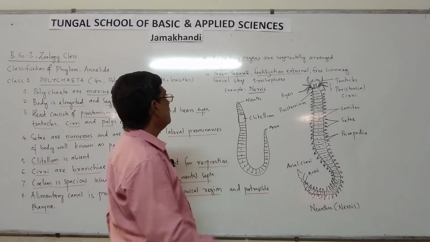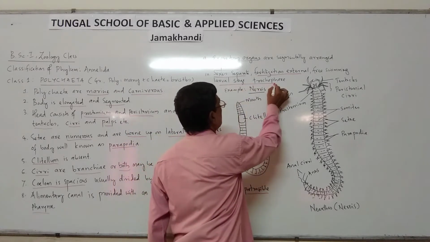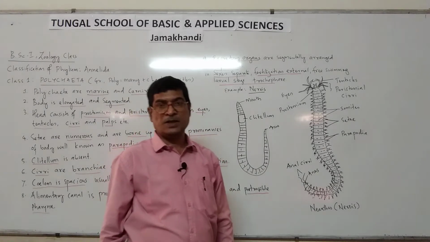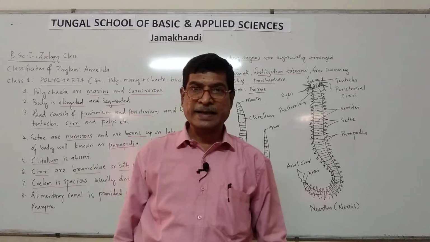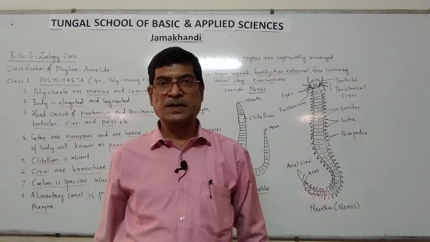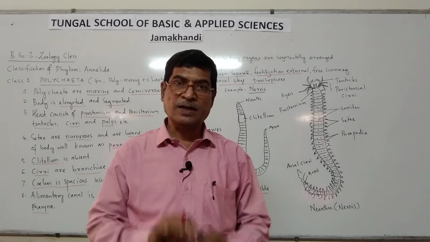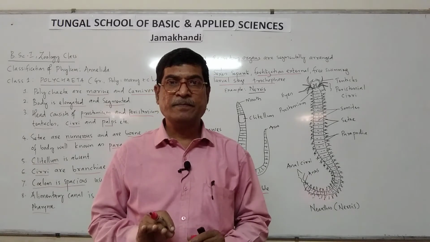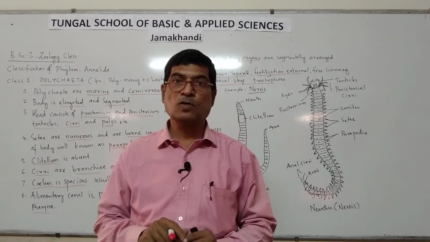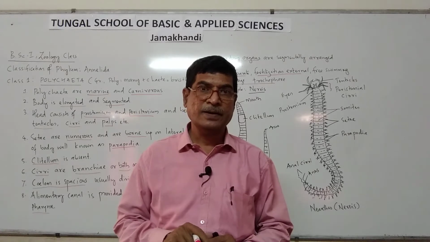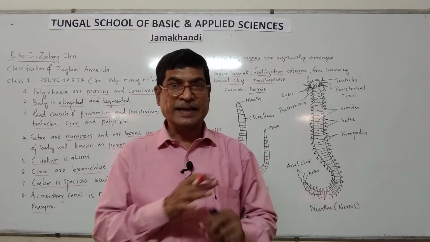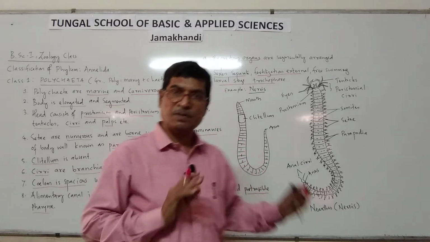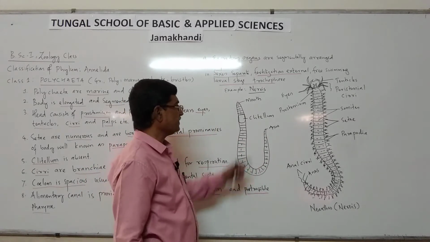Free swimming. Larval stage is there, the trophophore larval stage. Therefore, the development in Nereis or in the polychaetes is indirect. Not direct, it is indirect because it has a ciliated trophophore larva. Okay? But in oligochaeta, direct development is there. No larval stage. But here, larval stage is there.